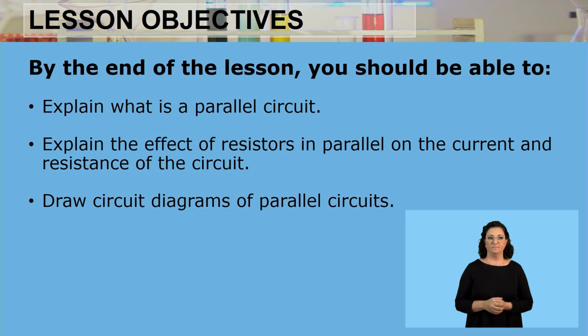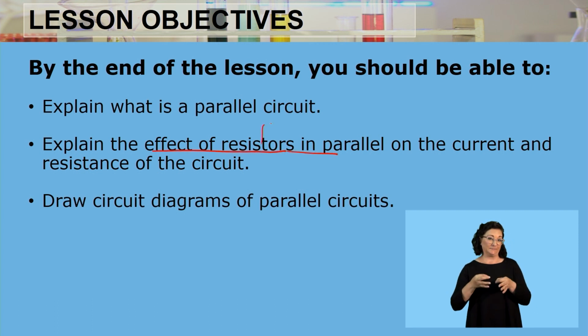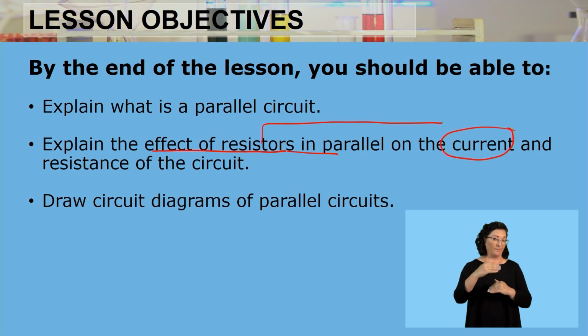But before we get there, these are the things that I want us to be able to achieve by the end of the lesson. So firstly, by the end of this lesson, you should be able to explain what a parallel circuit is, and then also be able to explain the effect of resistors in parallel on the current and the resistance of the circuit. So you're going to be explaining what effect resistors that are in parallel have on the current and also the resistance of the circuit.